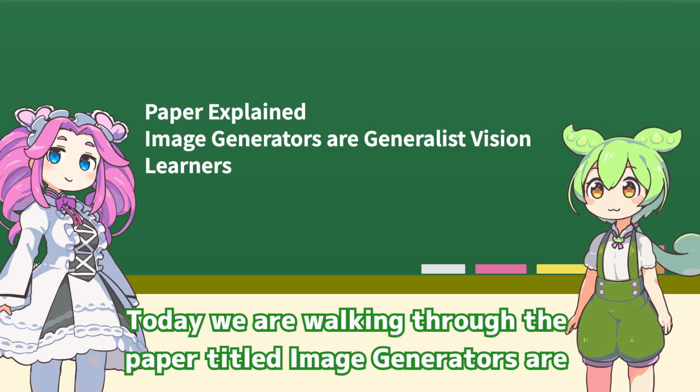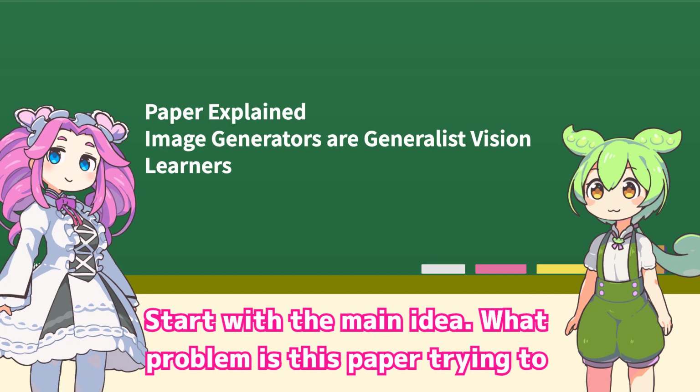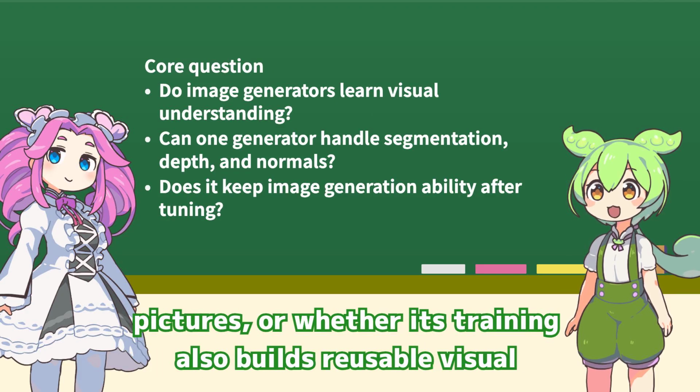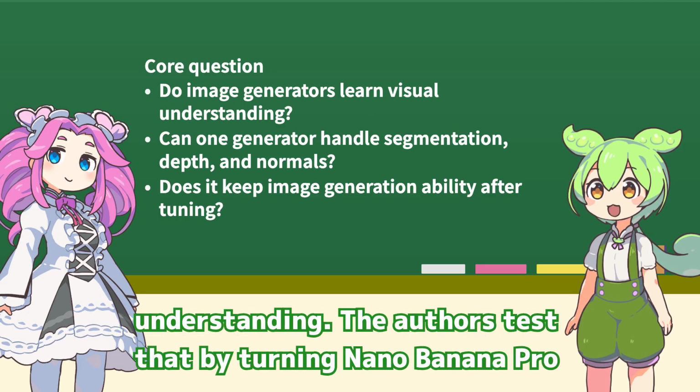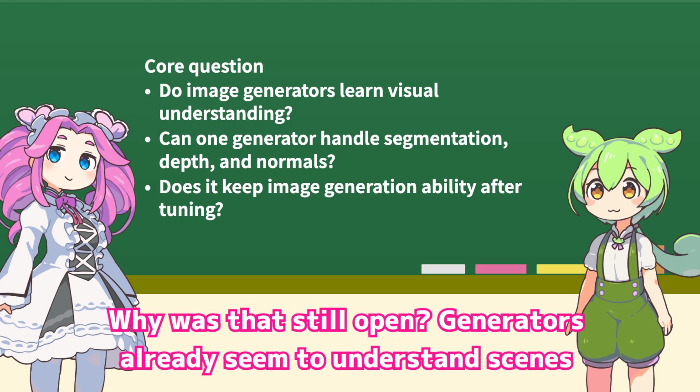Today we are walking through the paper titled Image Generators or Generalist Vision Learners. Start with the main idea. The paper asks whether a strong image generator only makes realistic pictures, or whether its training also builds reusable visual understanding. The authors test that by turning Nano Banana Pro into Vision Banana and asking it to solve perception tasks. Why was that still open?